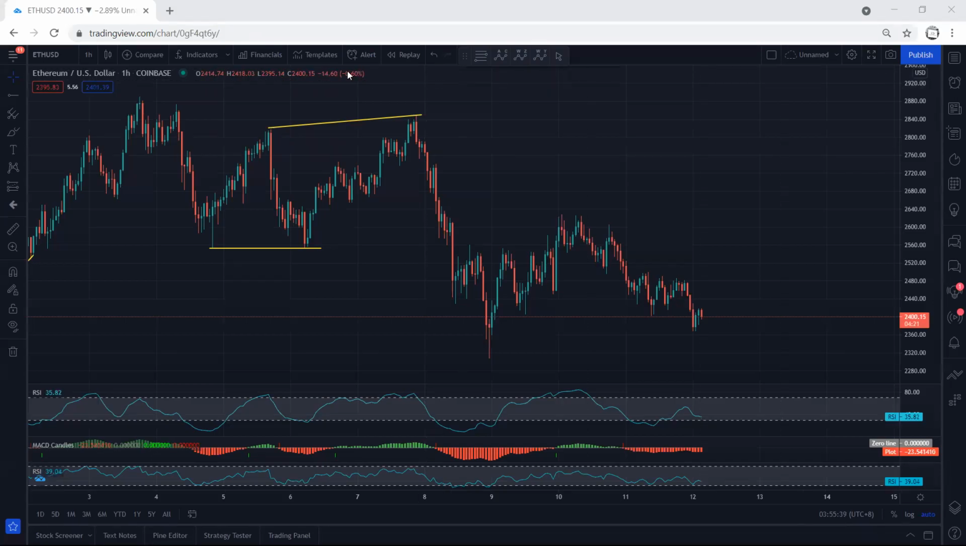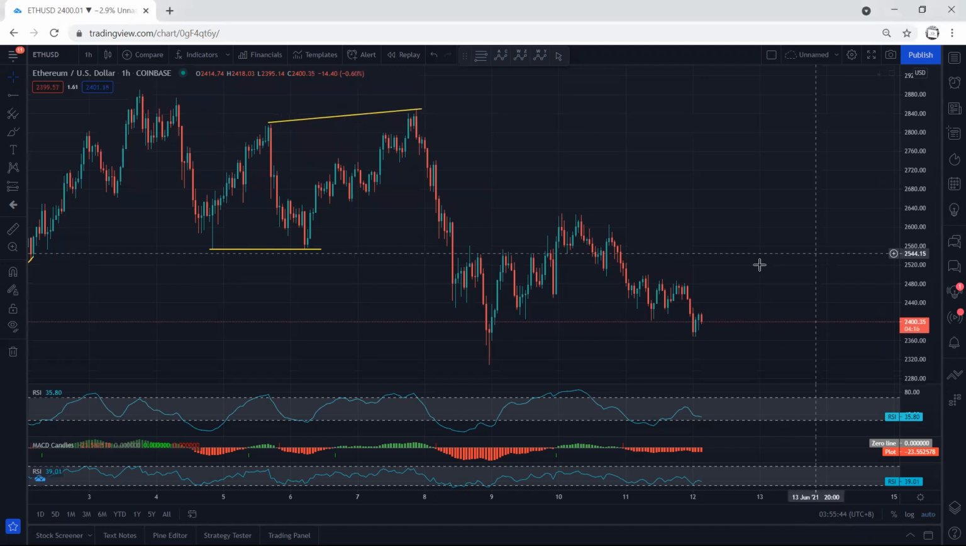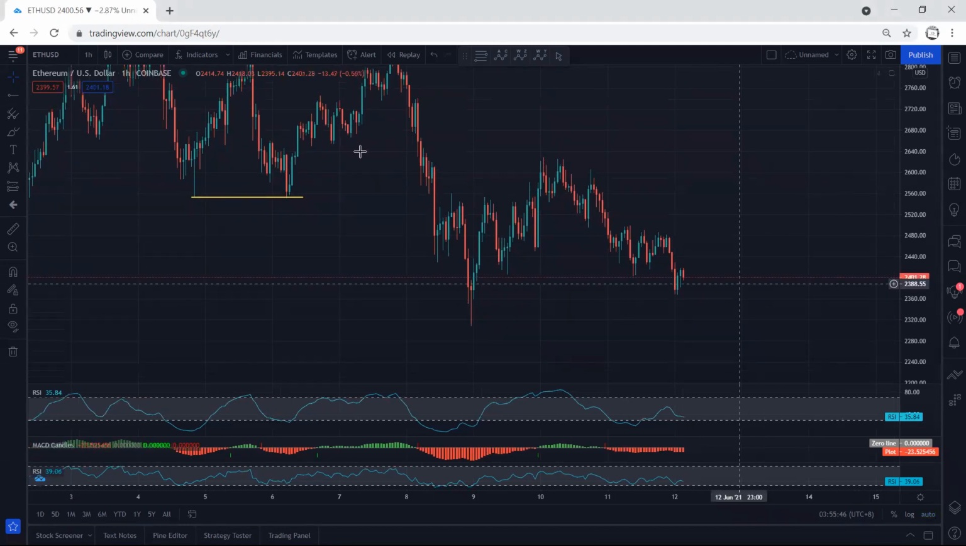ETH, we start with the 1 hour chart. We want to see how we can look for a trade. First of all, if we refer to our analysis, I mentioned different possibilities, and we mentioned we can expect the price to drop. We can look for sell, but it's short term.